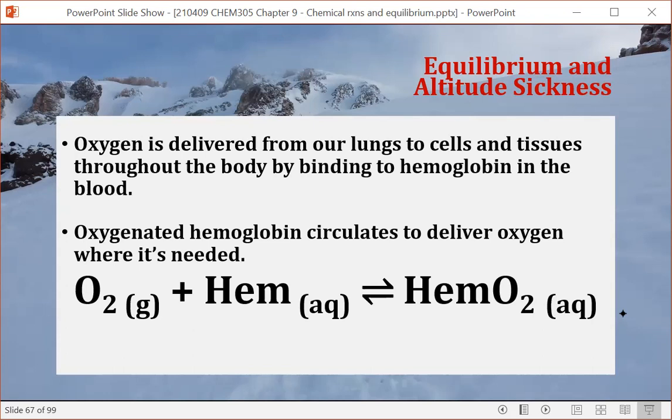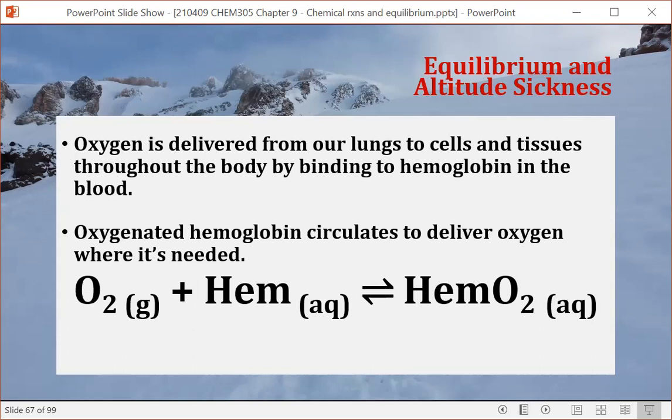So it can be a very serious problem, to the point of causing your brain to swell, or your lungs to swell and bleed, and even death. So altitude sickness, the way it works is oxygen is delivered from our lungs to cells and tissues throughout the body by binding to hemoglobin in the blood. So it's this oxygenated hemoglobin that circulates to deliver oxygen where it's needed.